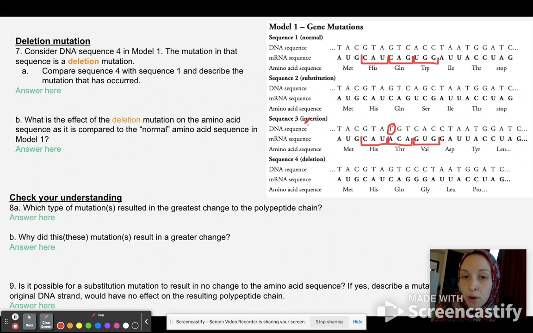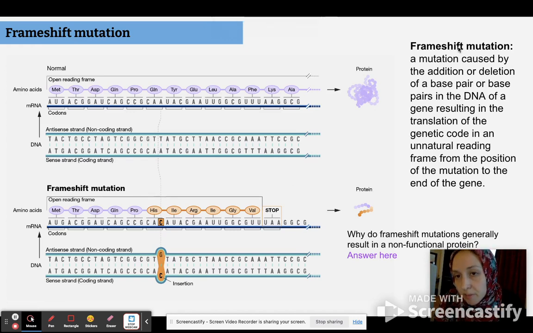It happens with insertion and deletion. So these two here are called frame shift. So here we go, a frame shift mutation. It's caused by the addition or deletion, so insertion or deletion mutation, okay? And it basically shifted over my codons. Why do they generally result in a non-functional protein? Because we literally have changed all the amino acids in our protein, so we've completely changed our protein. Okay? All right, let's continue on.